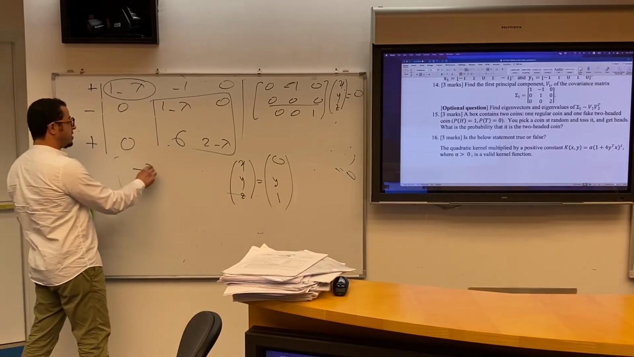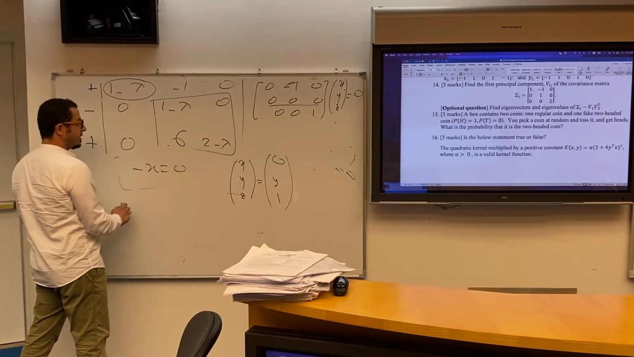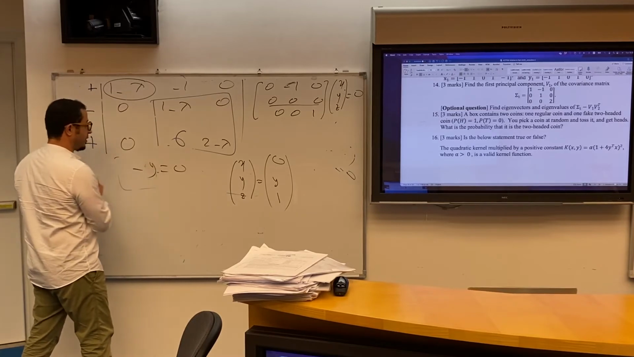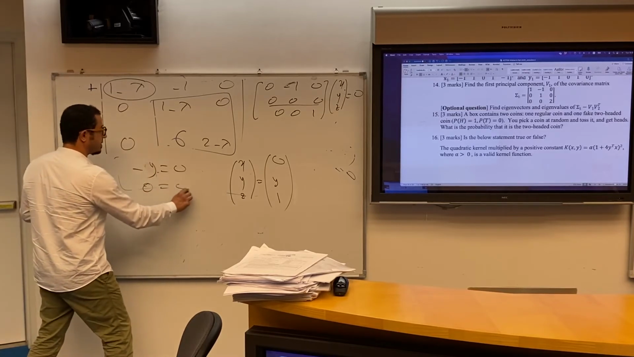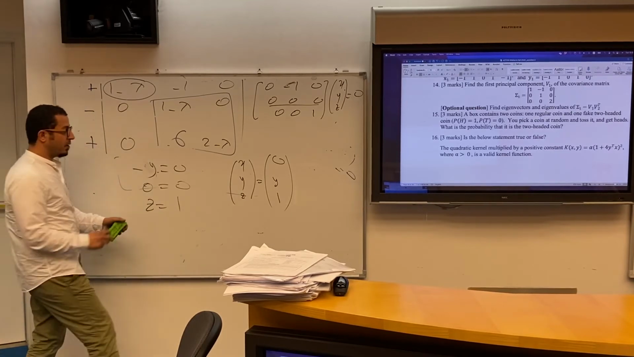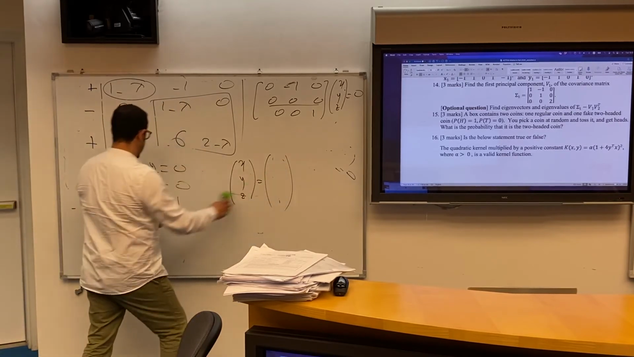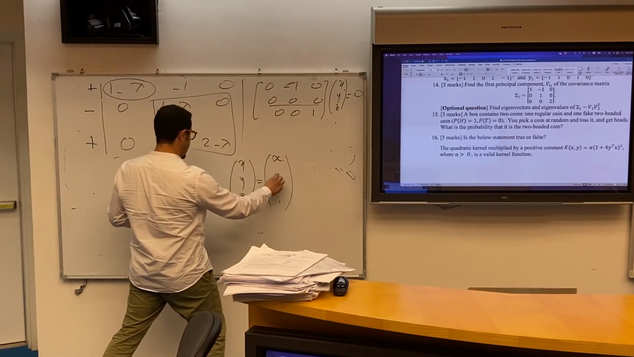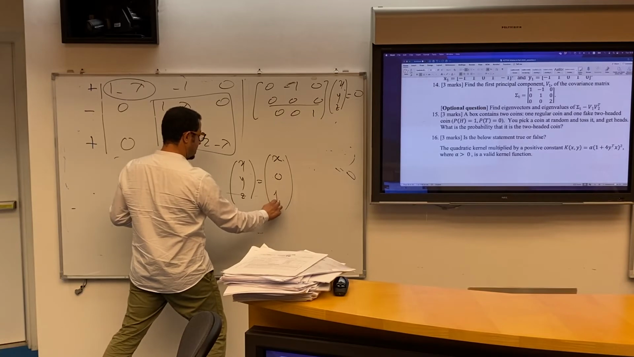The first one, minus x equals 0 or not? Yes. Minus y, minus y. Okay, second, what is it? Last one is? Are you okay with that? Okay, so what will be here, please? Let's do it again. Here it will be x, here it will be 0, and this is 1.